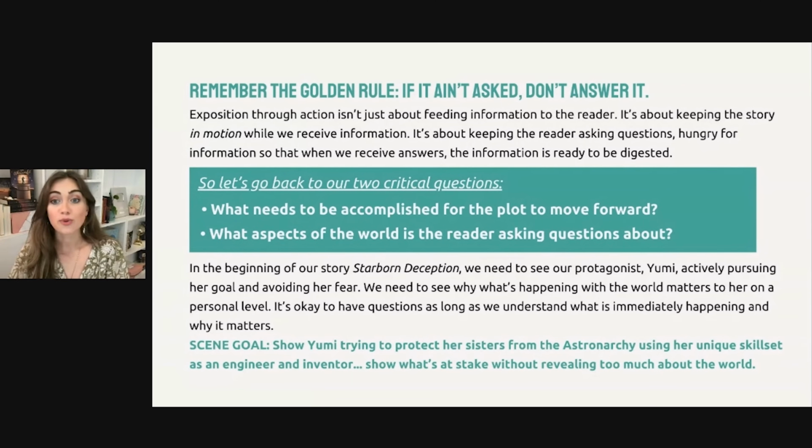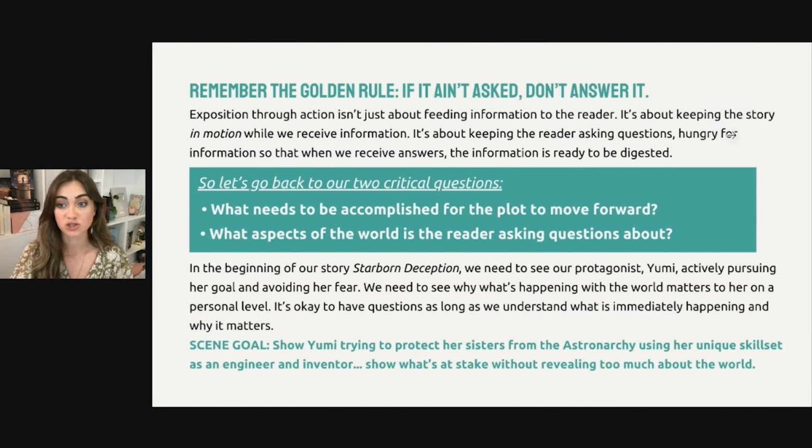Now, exposition through action isn't just about feeding information to the reader. It's about keeping the story in motion while we receive information. Okay, it's tricky to do this, but once you practice it enough, you will get the hang of it. So keeping the reader asking questions, hungry for information, so that when they receive answers, the information is ready to be digested. So let's go back to our two critical questions.